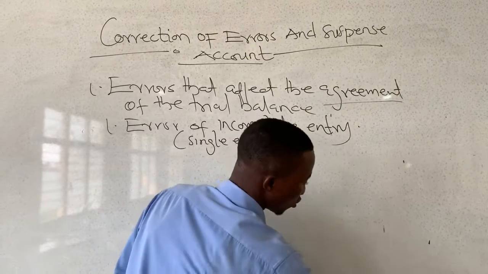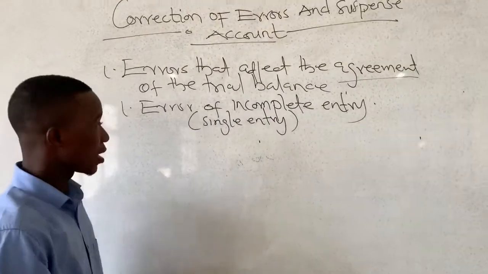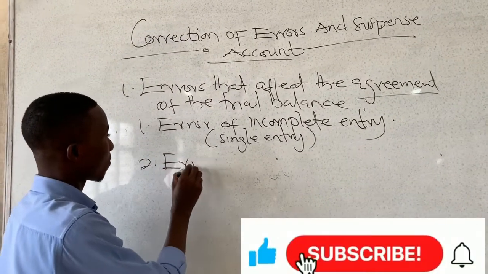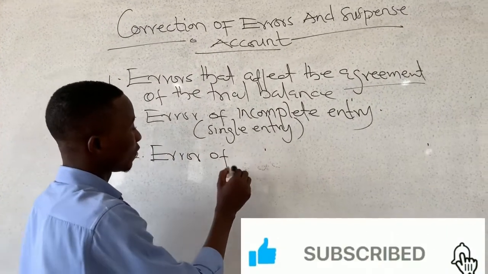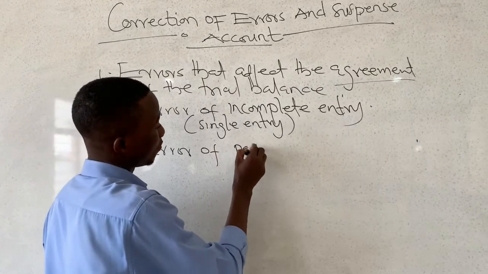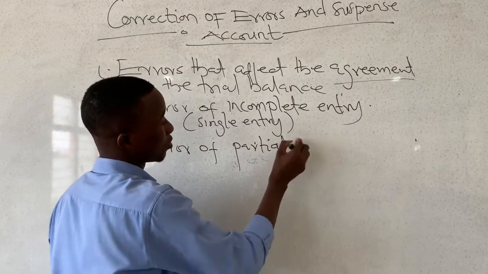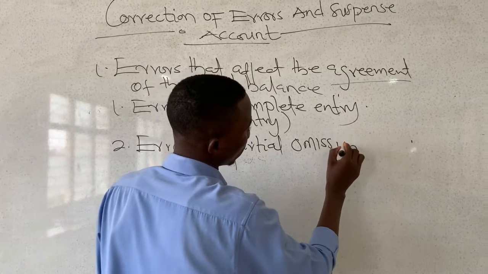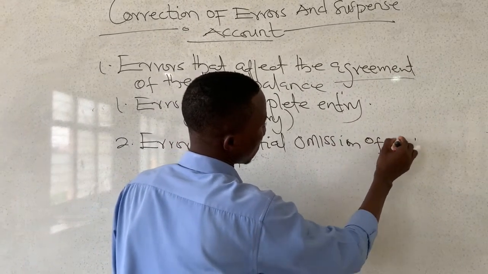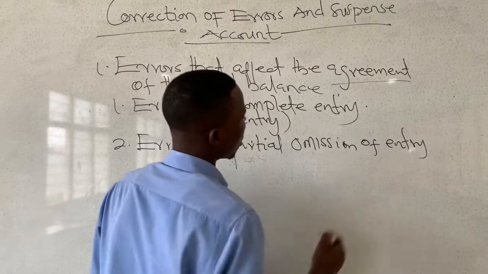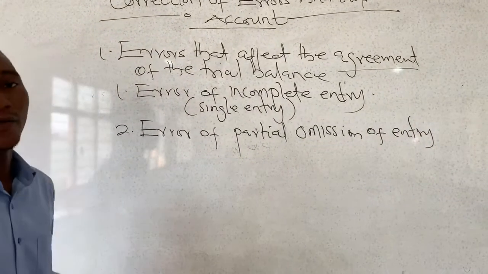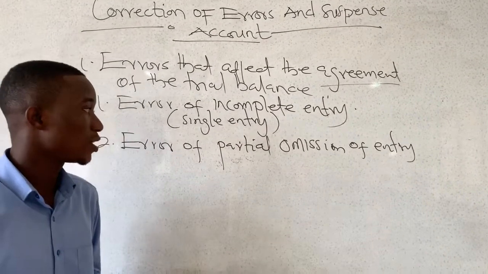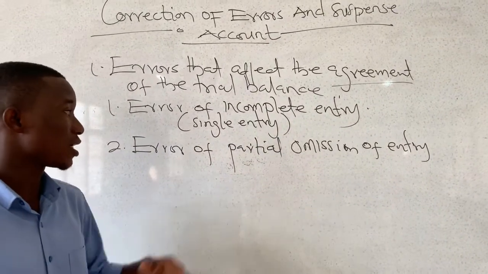So let's also talk of the second error, which will be an error of partial omission of entry. This type of error is a senior brother. I may say it's a senior brother to the incomplete record or incomplete entry.